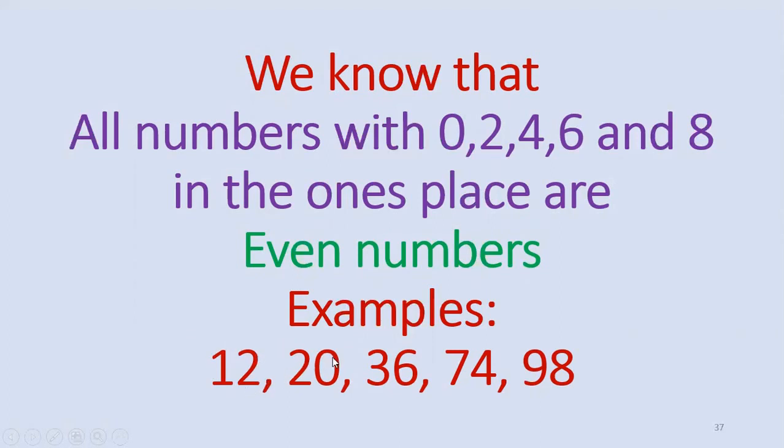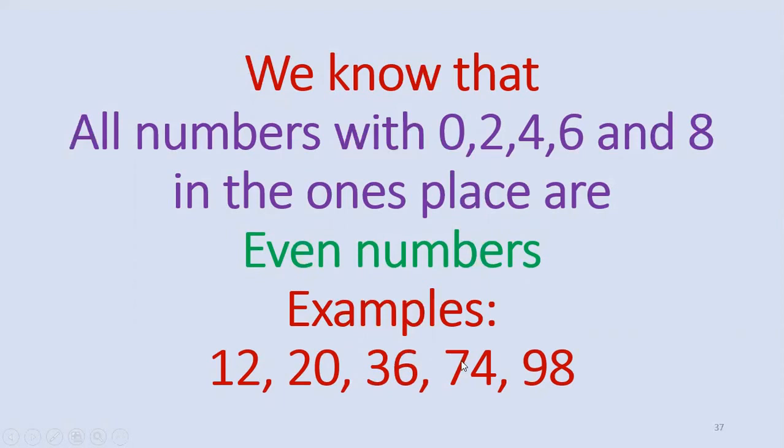Let's move to the second example. 2, 0. That is 20. It is also a 2-digit number. In its ones place, which number is coming? 0. So it is an even number. Let's move to the third example. 36. In its ones place, which number is there? There is number 6. So it is also an even number.